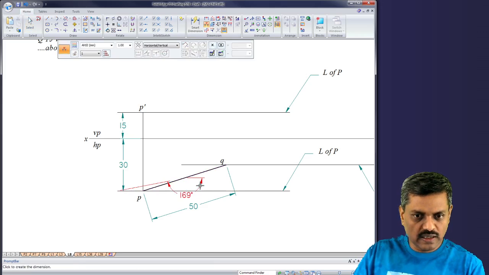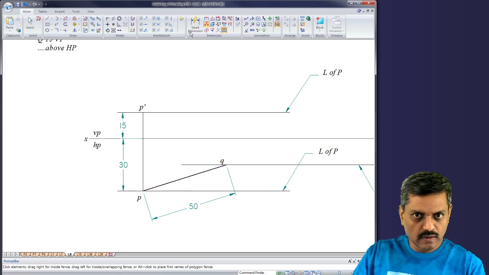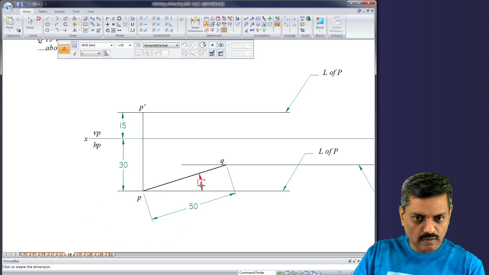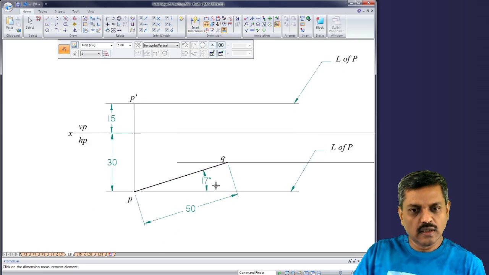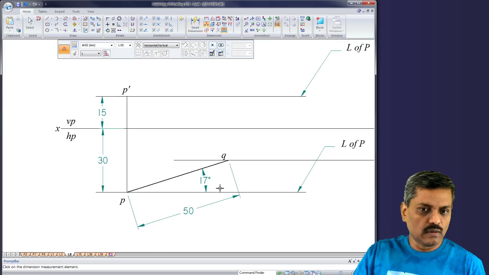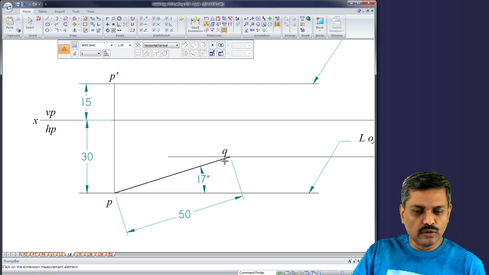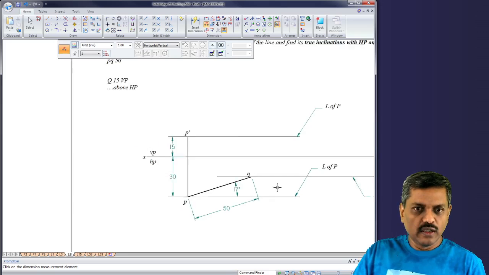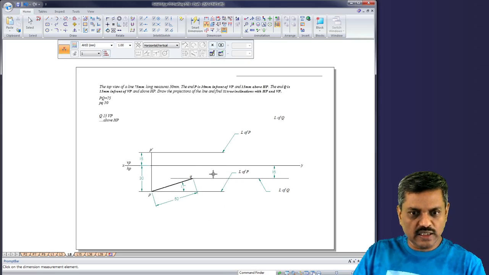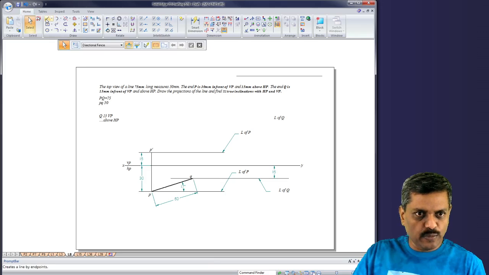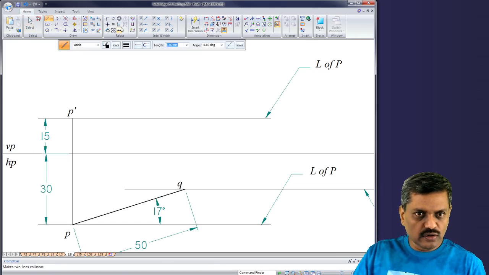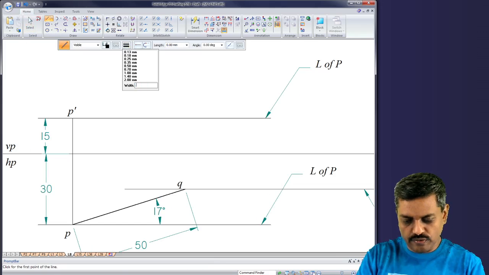So this is nothing but beta. PQ will be at beta, because this is the apparent inclination. Anyway, we have utilized that, so the other end projector will be passing through this.